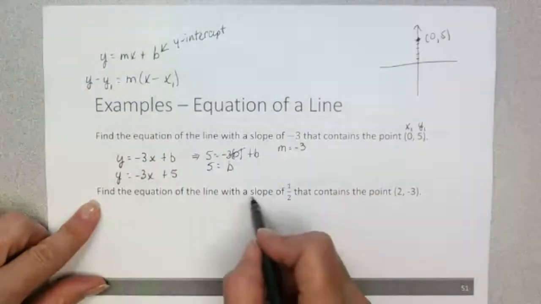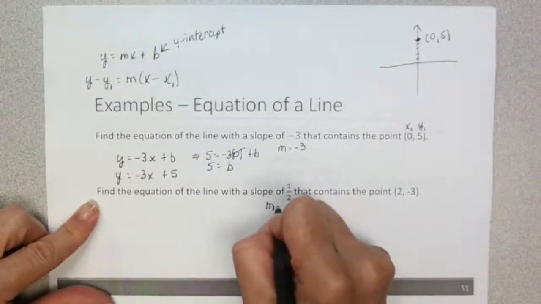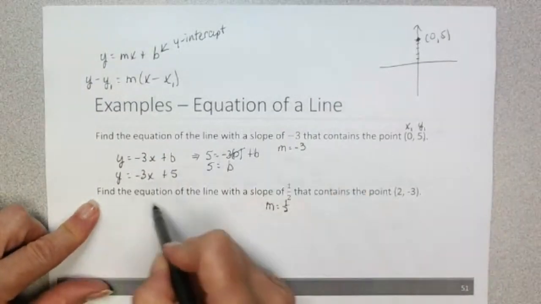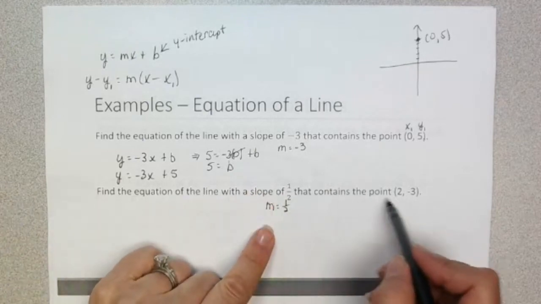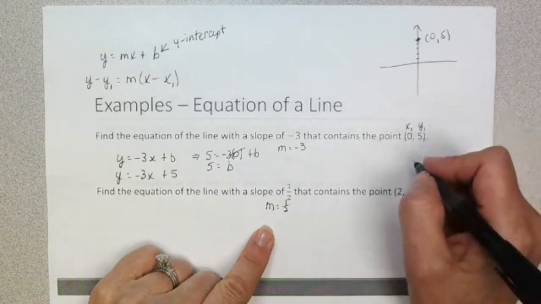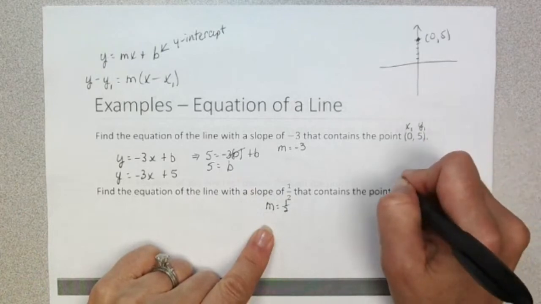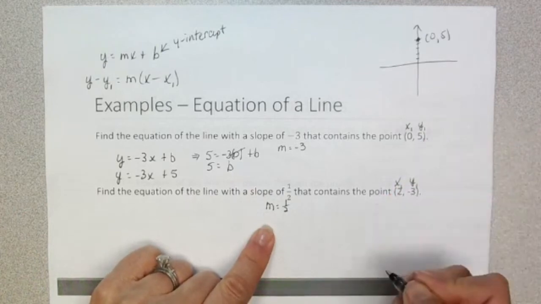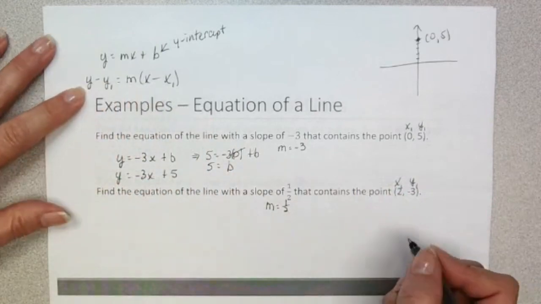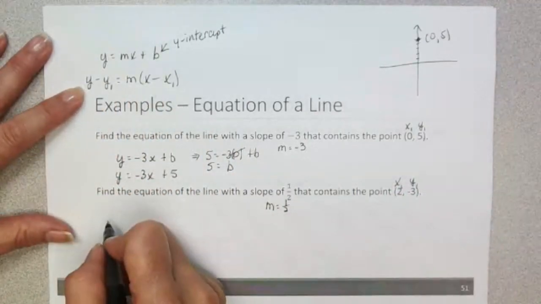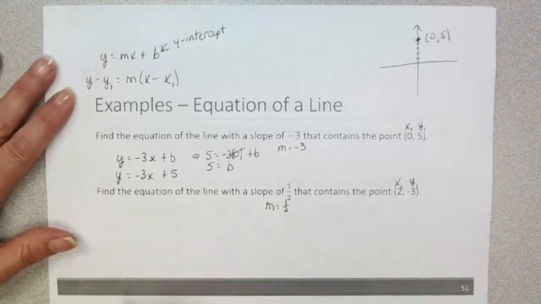Look at the second example here. We do know the slope, it's 1/2. In the second example, find the equation of the line with the slope of 1/2 that contains the point (2, -3). So we know an x1 and a y1. Well, I can just plug these values into the point-slope form for the equation of a line and solve for y, and then I'll have my slope-intercept form.